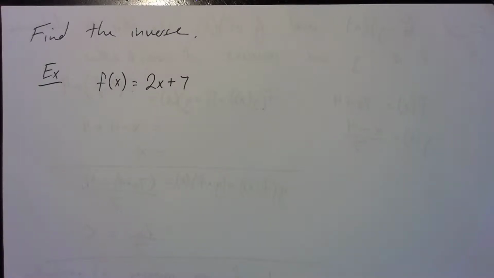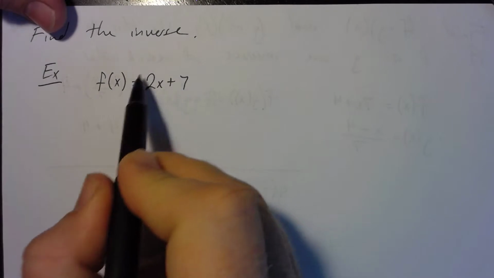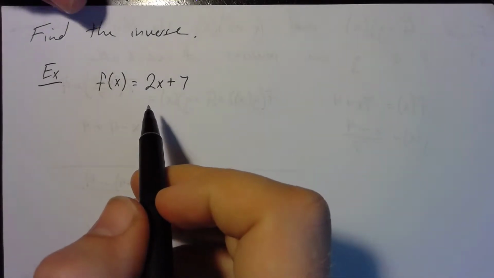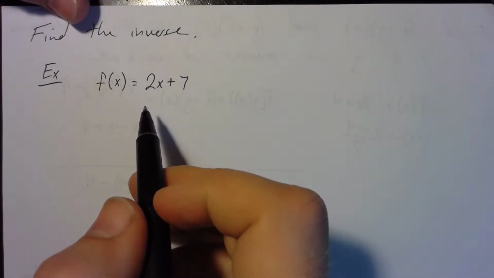In this video, we'll be covering the basics of finding the inverse given an equation. So in this particular instance, we have f of x is equal to 2x plus 7. Now, if we're trying to find the inverse, what we want to do is find the function that does everything that this function does in the opposite order, in the opposite way.